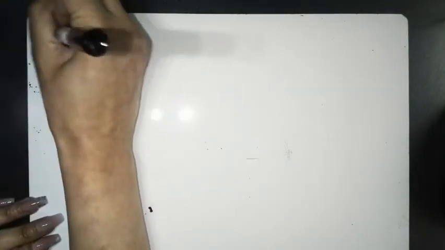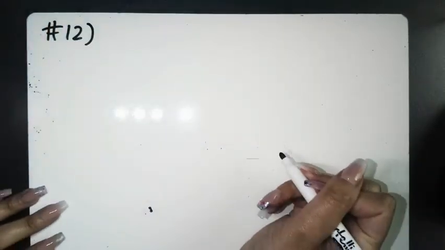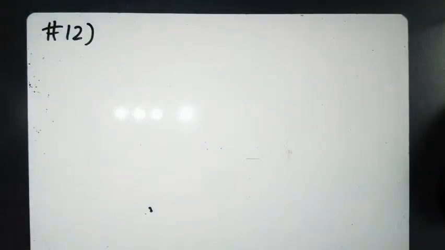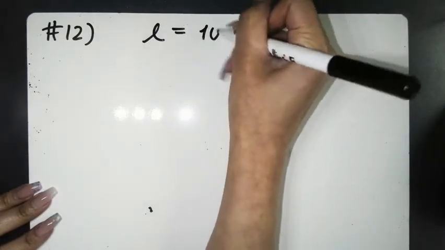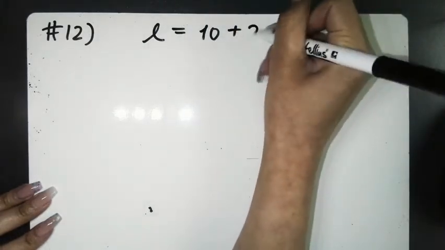Okay, so let's go over problem number 12 from your test. The length of a rectangular swimming pool is 10 feet more than twice the width. So you know that L is equal to 10 plus 2W.